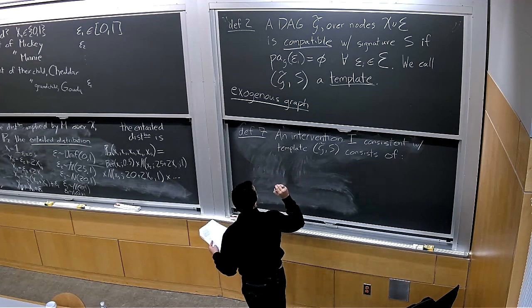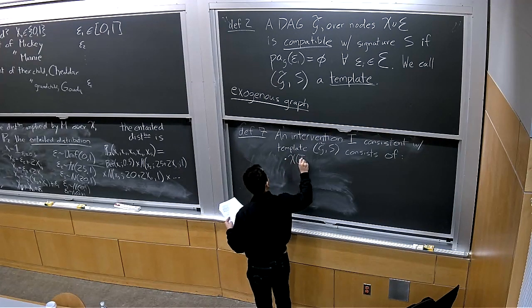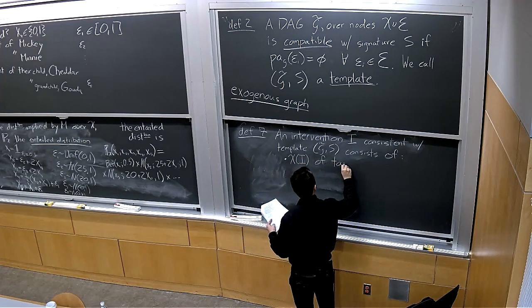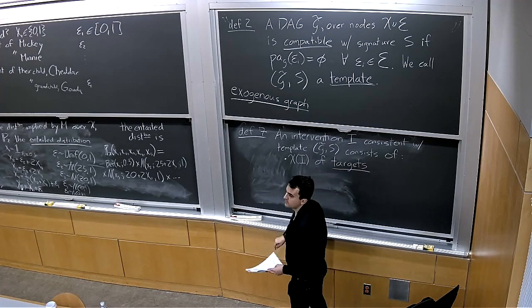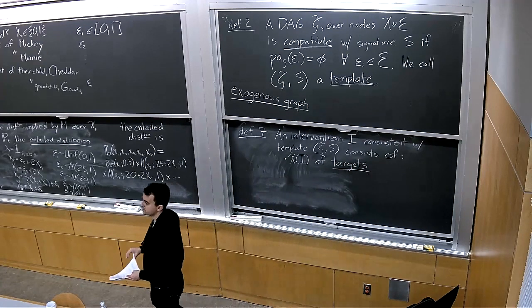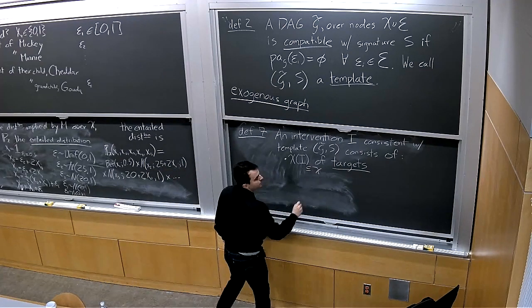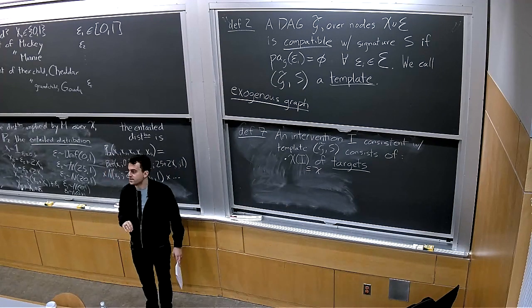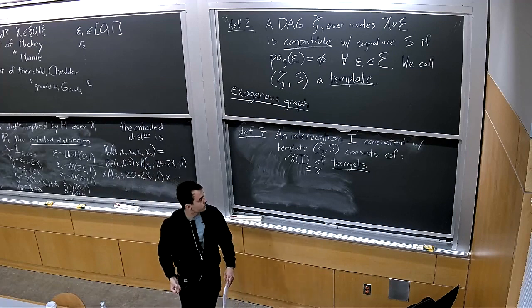So here, this intervention is going to consist of a set xi of targets. We might call them intervention targets. This is a subset of the endogenous variables. So these are basically the nodes that we are intervening on. We might also call them intervened variables.